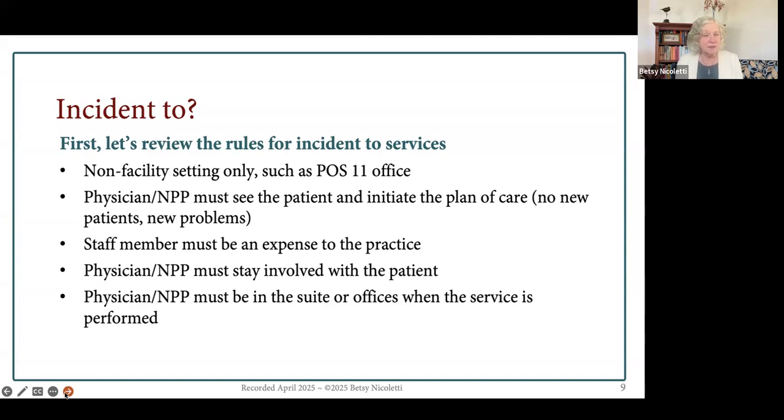Whoever's providing the incident-to service has to be an expense to the practice. The physician or NPP under whose NPI number we're reporting this incident-to service must stay involved with the patient, and they or their same specialty partner must be in the suite of offices when the service is performed.